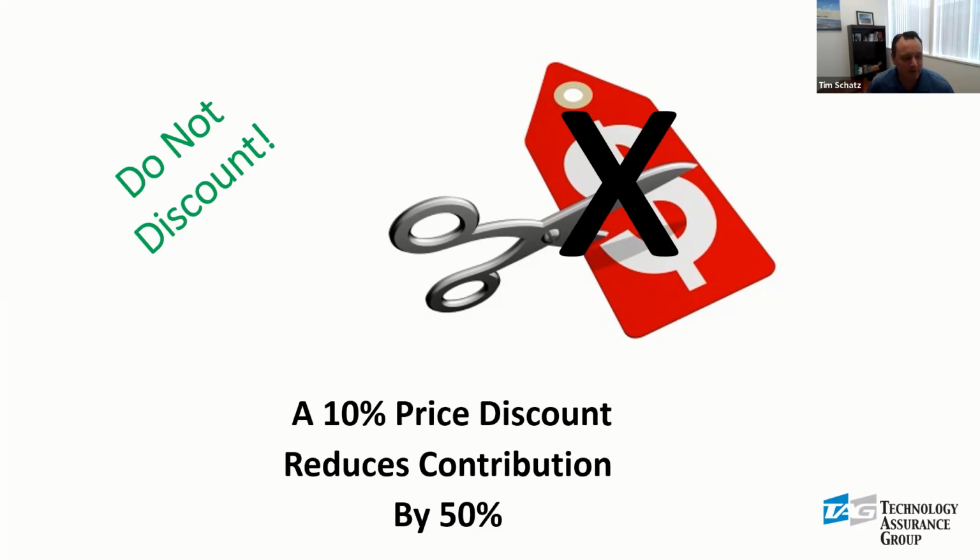I have this example, and again, we're using very, very simple examples of a small system, $10,000. What happens when we do that discount? Because that happens a lot. A 10% price discount on a large project typically seems like something we can absorb.